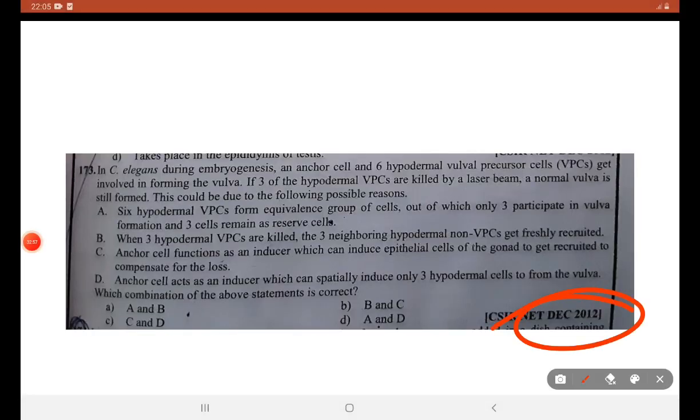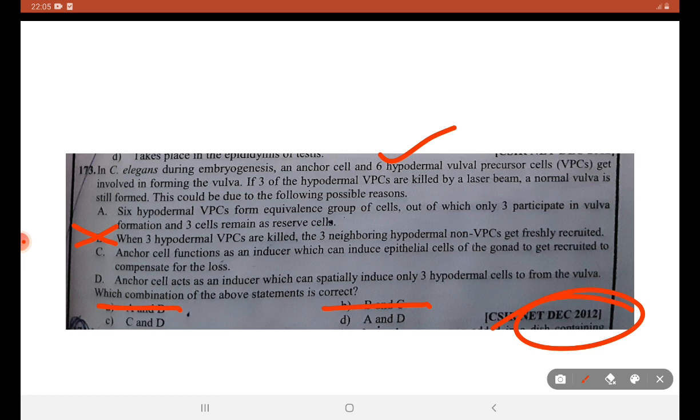December 2012. In C. elegans during embryogenesis, the anchor cell and 6 hypodermal vulval precursor cells get involved in the formation of vulva. 3 of the hypodermal vulval precursor cells are killed by a laser beam. A normal vulva is still formed. It is due to possible reasons. What are the possible reasons? Read the second statement. When 3 hypodermal vulval precursor cells are killed, 3 neighboring hypodermal non-vulval precursor cells are freshly recruited. No. Wrong statement. We can remove these two from our game.